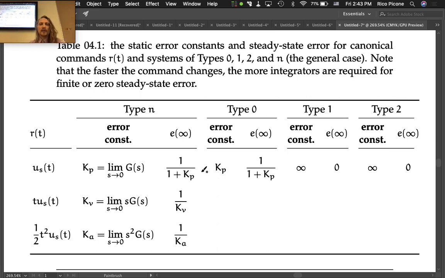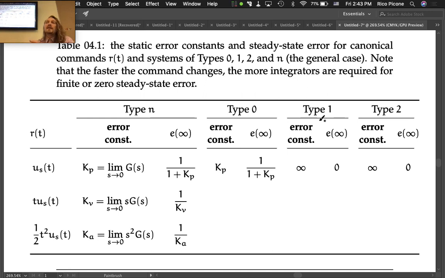So let's go down the first row. We already did this. A type 0 system with 0 integrators. We find the error constant is Kp, and the steady state error is some finite value. You have to find out what Kp is in order to plug it in, so you have to actually use the formula for Kp here. If you have a unit step function as the command in a type 0 system, there's some finite steady state error. We've got to compute it.